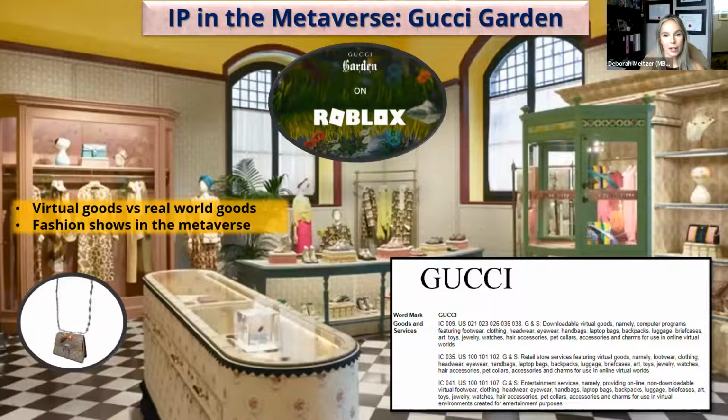Gucci is another one that also set up the Gucci Garden on Roblox. So again, yes, they have their trademarks, they have their virtual goods. This virtual handbag, for example, as a fun fact, sold for over $4,000 US, which costs more than the actual bag itself, for someone's avatar essentially to walk around with that luxury designer good. But what's the Gucci Garden? How is Gucci trying to reinvent itself in the online world?